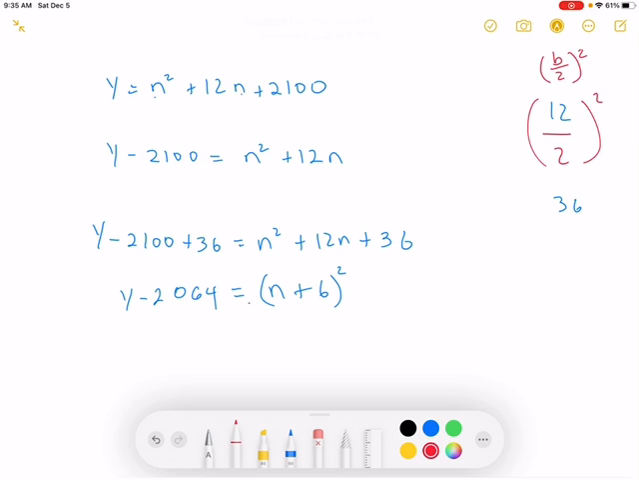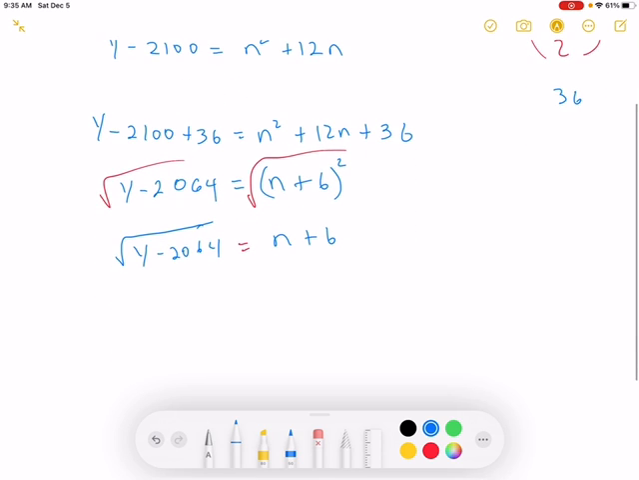And so what I need to do is use the square root. When you square root, you need to do plus and minus. But since it's only the right side of the parabola, we don't need to do plus or minus in this case. Okay, and then lastly, I subtract 6 from both sides. And then I get n equals negative 6 plus the square root of y minus 2064. All right, this is my inverse, except that now I have to use the correct variables.